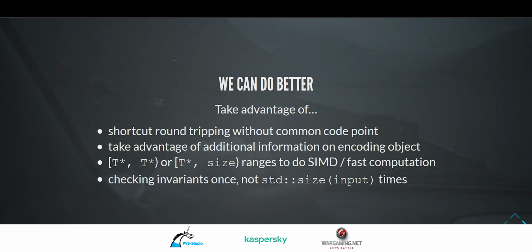So we could definitely do better, right? Obviously we listed that we can shortcut our round tripping. We don't have to go through a common code point. We can take advantage of additional information on the encoding object, right? So for example, the UTF-8 mod step that UTF-EBCDIC has allows us to get to UTF-8 much quicker. We can also do anything with pointers or size of the pointer or any contiguous range that we have. We can do single instruction multiple data, or SIMD, to get faster computation. And we can also check invariants once instead of checking them, at worst case, the number of inputs, the size of the input, times. Like, that's completely wasteful.